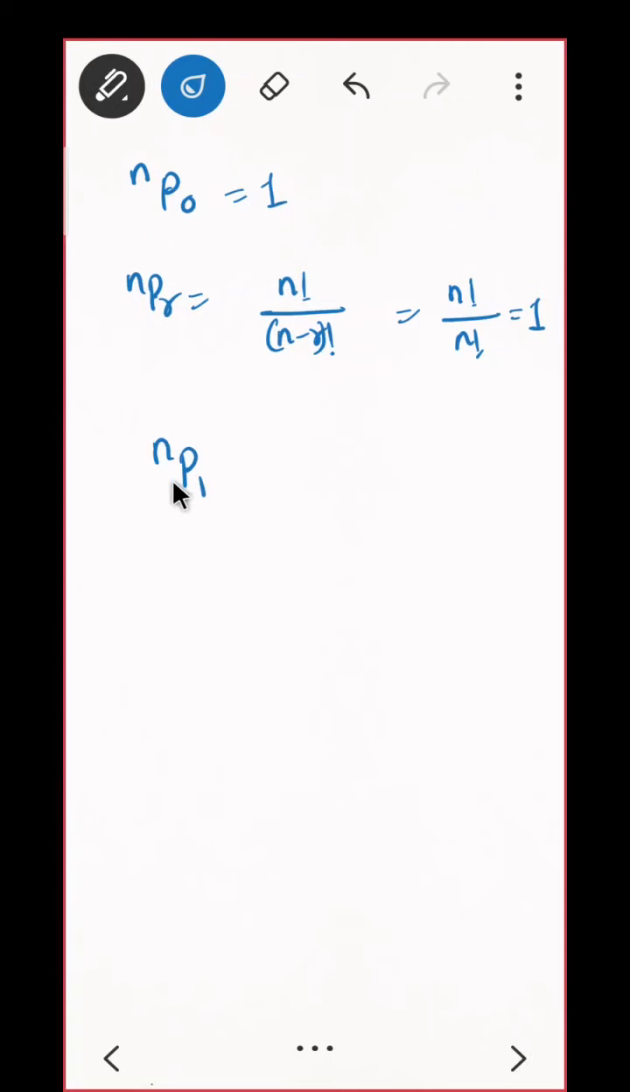Do you agree? That means what? You are having one position, you want to keep n people, so that will be... you are having one position only, and you are having n choices, so the answer will be n, no? Will it be 1 or n? Do you agree, everyone?